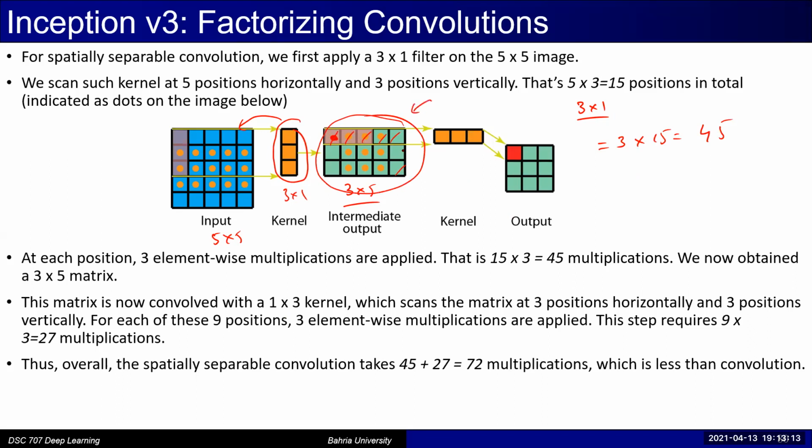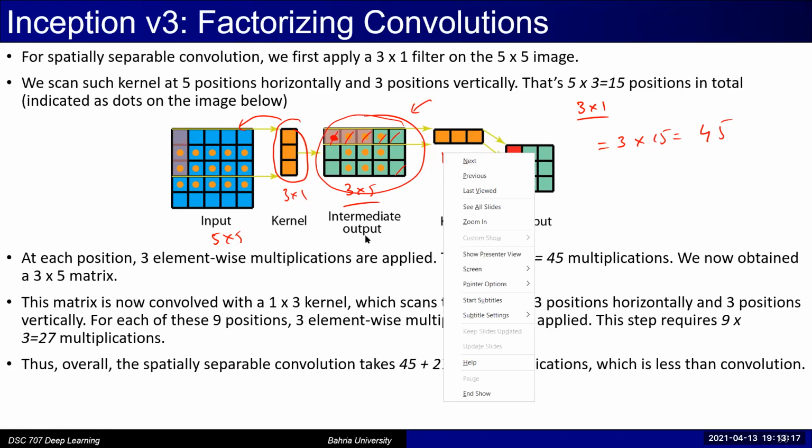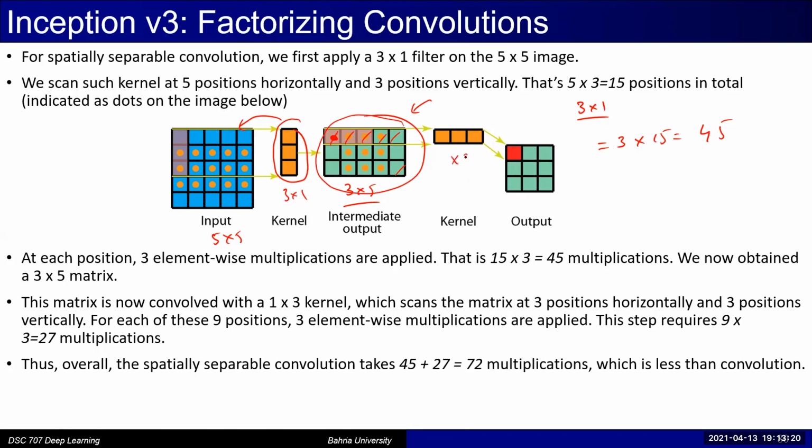Now on this, we are again doing convolution, and this time the size of the filter is 1 cross 3. So the total number of multiplications I need in order to calculate one value is 1 cross 3, which is 3. And how many values are we computing in total? 9 values. So the total number of multiplications here is 27. So we have 2 steps. If we add the multiplications of the 2 steps, 45 plus 27 is 72. So from 81, we come down to 72.